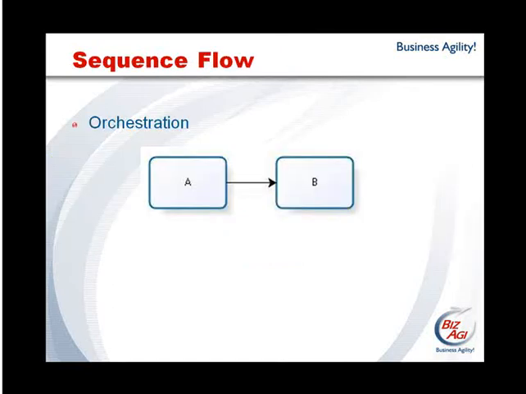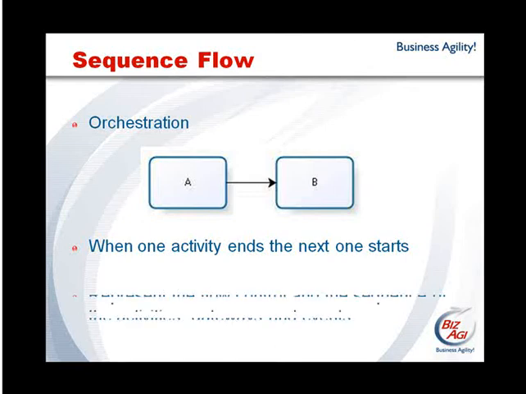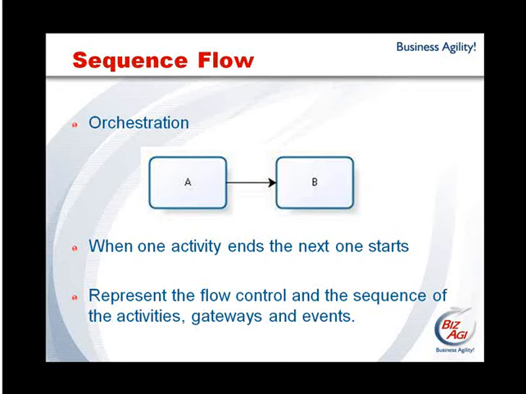We also have sequence flows. Sequence flows represent the control of the flow and the sequence of activities. This represents orchestration, indicating that activity B can only start when activity A ends. When B starts, A is done. It is used to represent the sequence of the flow objects, where we find activities, gateways, and events.